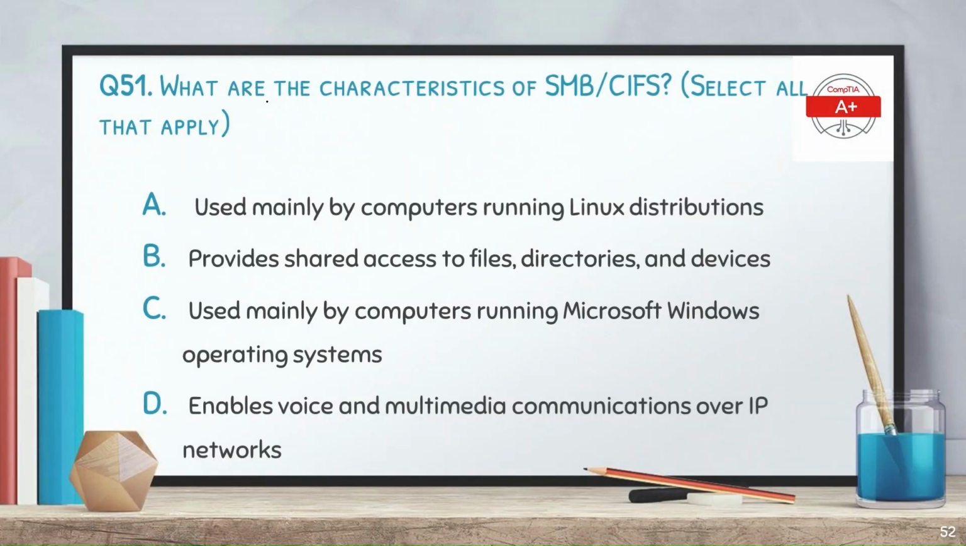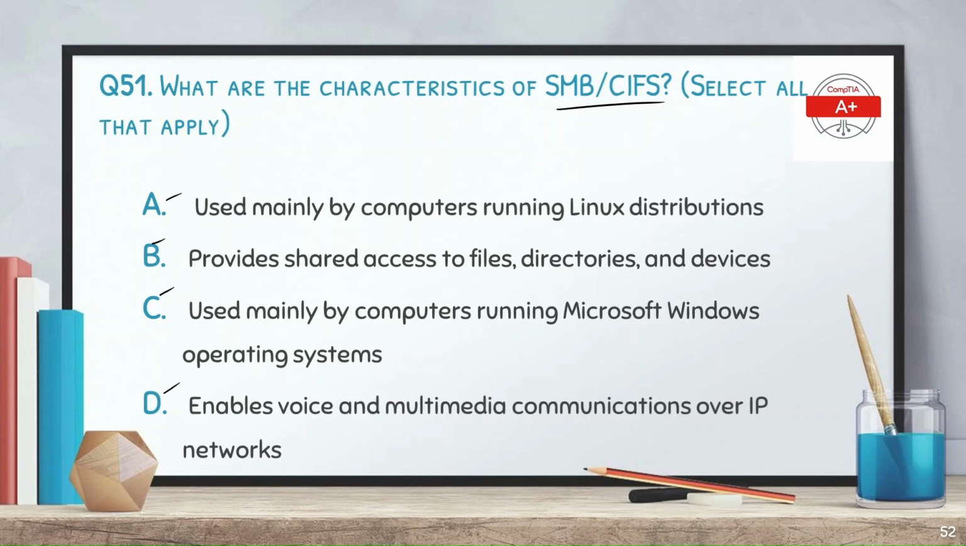Question number 51 is that what are the characteristics of SMB/CIFS? We have to select all correct options, and the options are A. used mainly by computers running Linux distributions, B. provides shared access to files, directories, and devices, C. used mainly by computers running Microsoft Windows operating systems, and D. enables voice and multimedia communication over IP network.